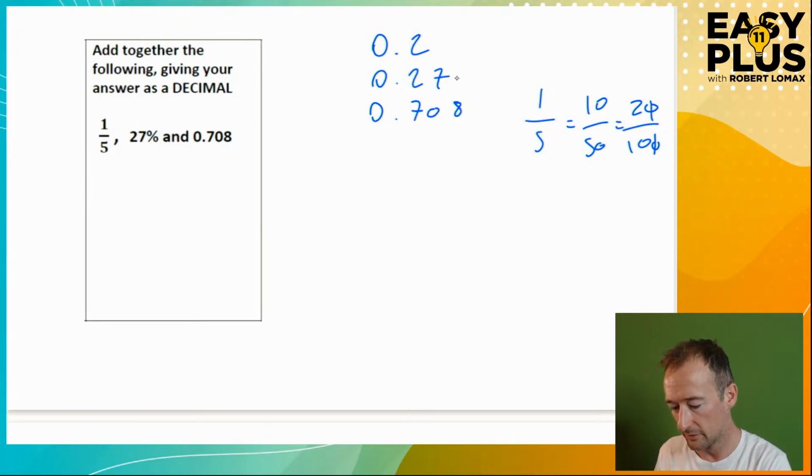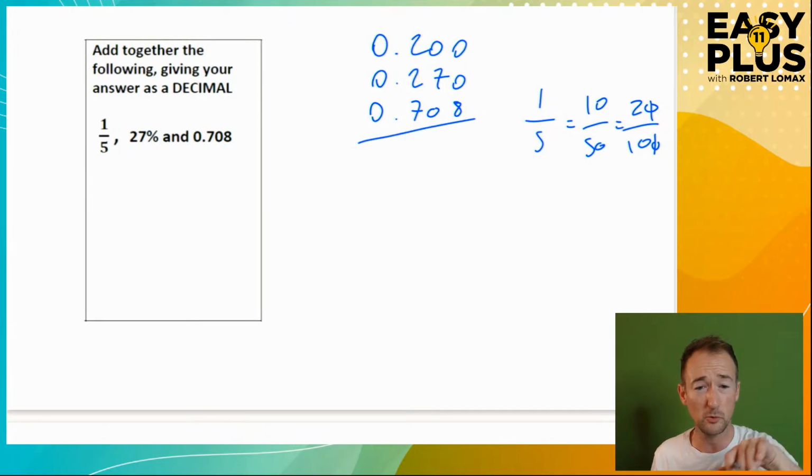I think we should add some zeros so that everything lines up. It's going to make our life easier. You can add as many zeros as you want after the end of a decimal. It doesn't change its value. You're just saying it's 0 and 2 tenths and no hundredths and no thousandths.